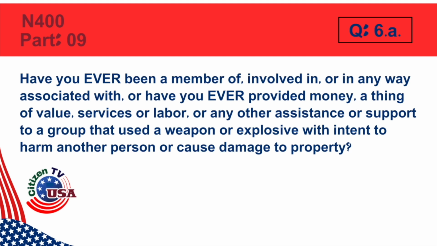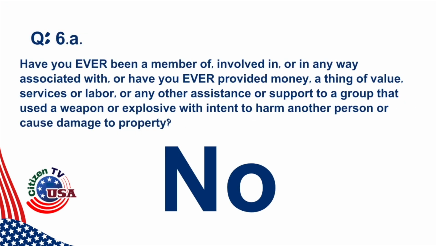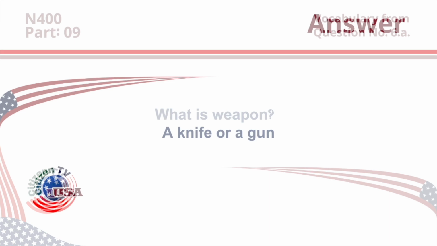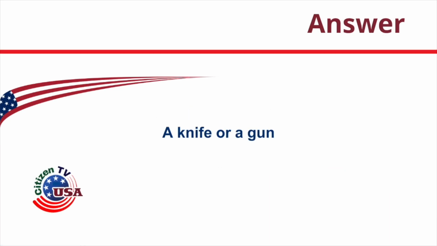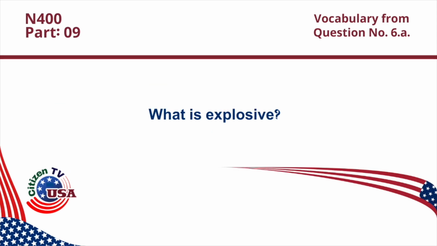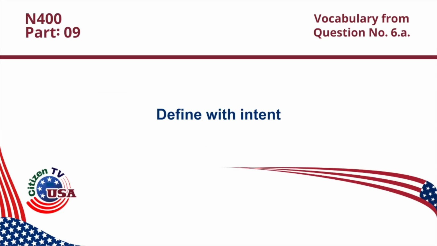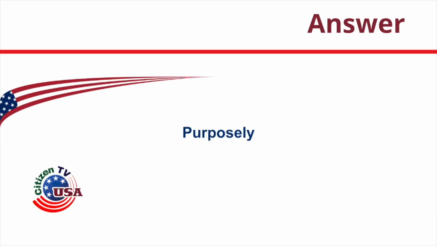Have you ever been a member of, involved in, or in any way associated with, or have you ever provided money, a thing of value, services or labor, or any other assistance or support to a group that used a weapon or explosive with intent to harm another person or cause damage to property? No. What is weapon? A knife or a gun. What is explosive? Bomb. Define with intent. Purposely.